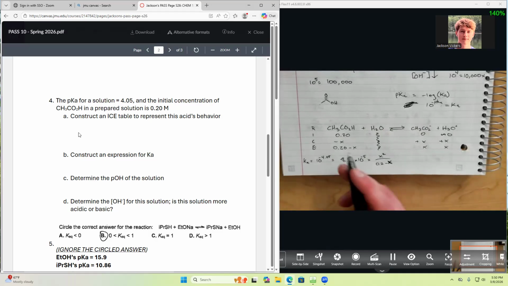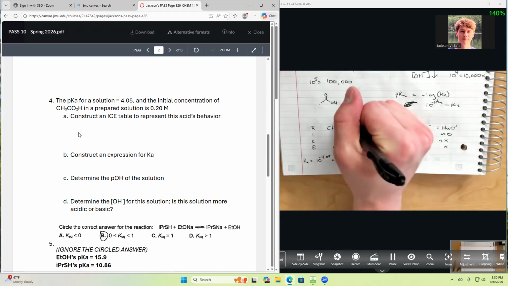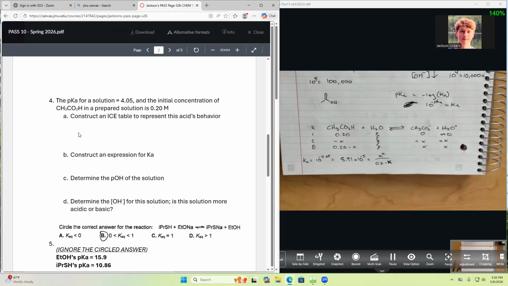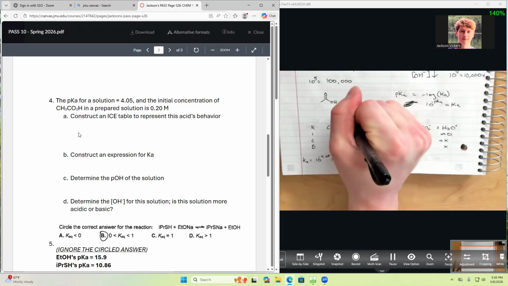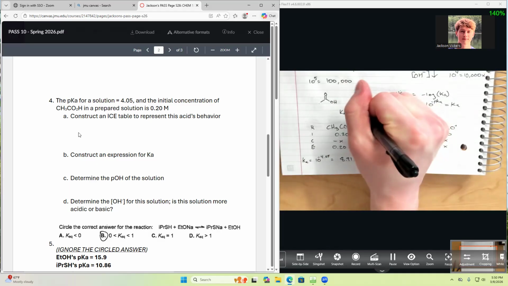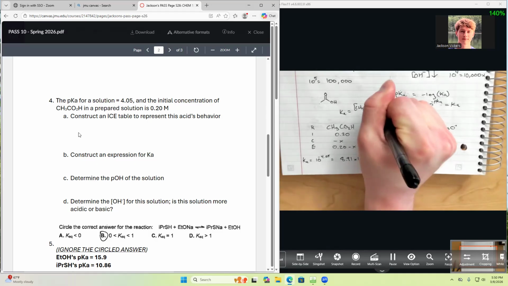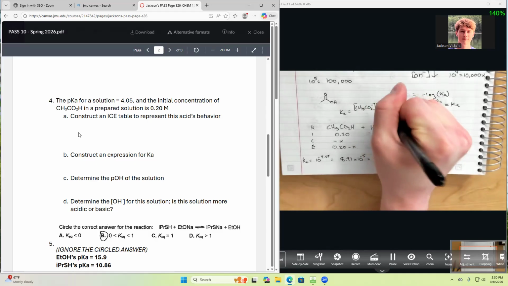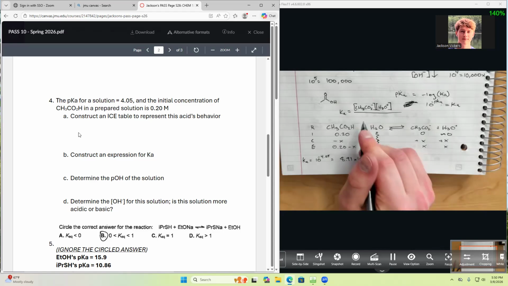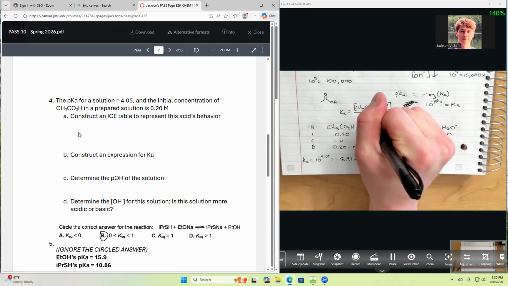Again, dissociation constant is always products over reactants. So for part B, I want you to write that. So let's do that real quick. Ka looks like this. It's always going to be, in the numerator, your conjugate base and the hydronium ions. This is for every weak acid. This is what their Ka is going to look like, over the weak acid itself.